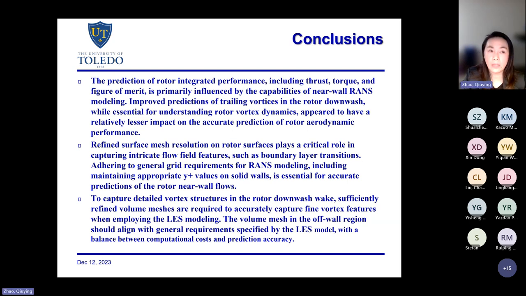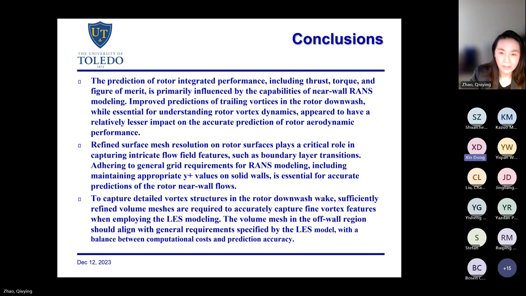So we have to find a way to improve our blending function to better predict the near-wall region and the off-wall LES region. Thank you so much, and sorry for my words.